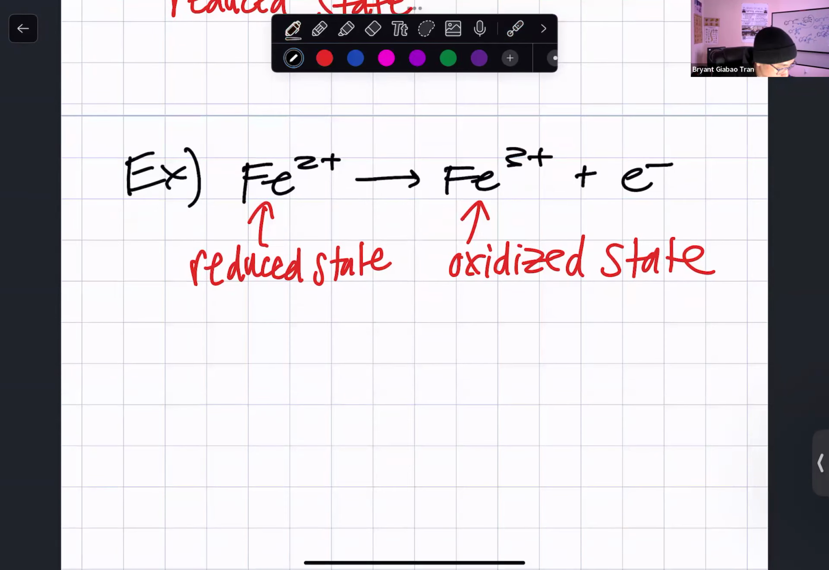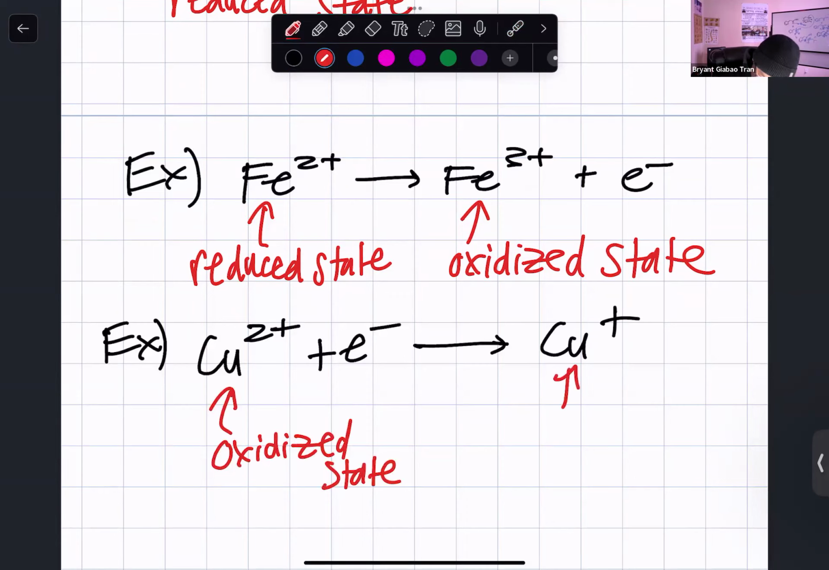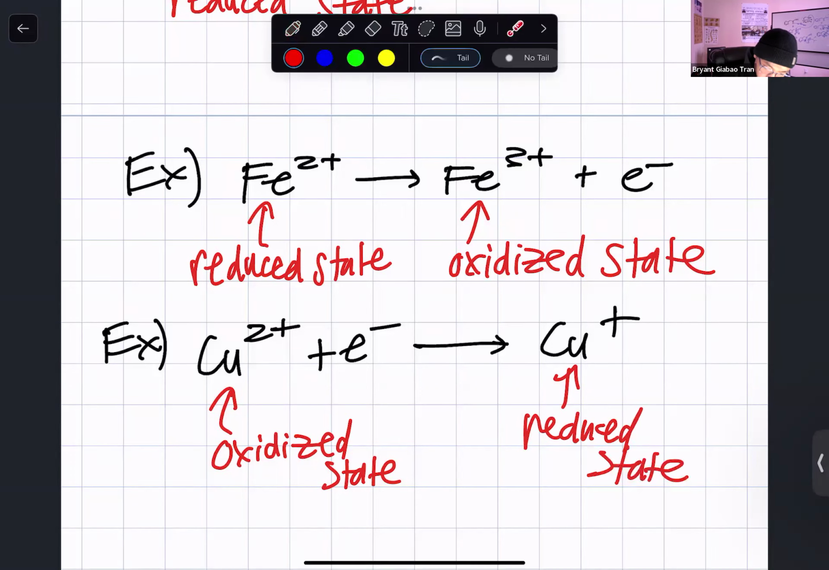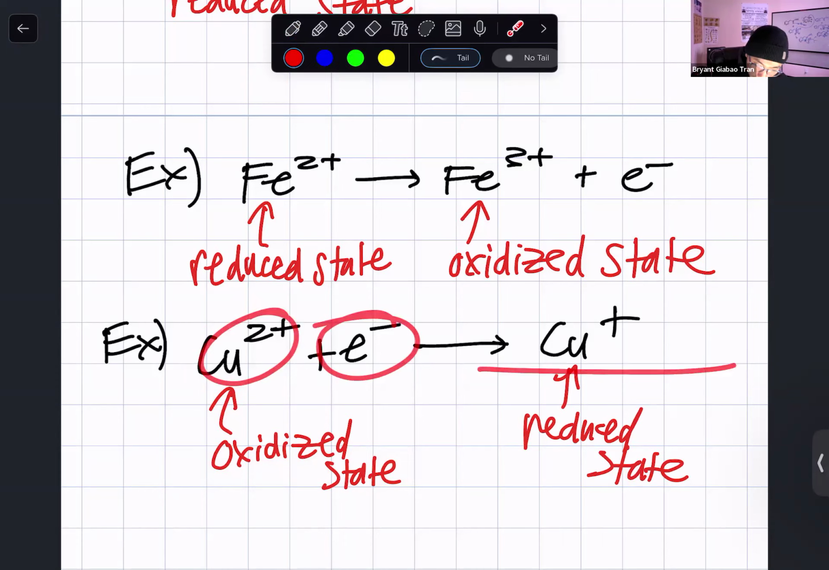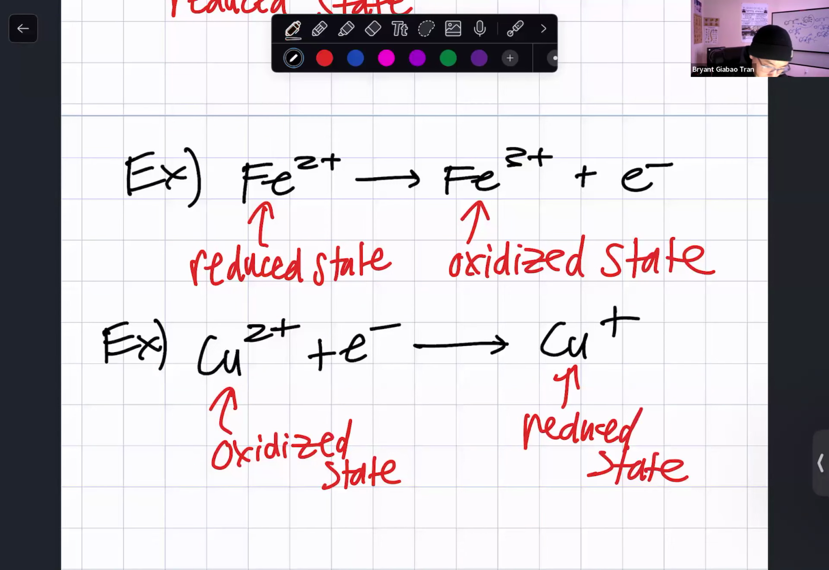Another example is going to be when we have copper 2 plus and an electron becoming copper 1 plus. This is going to be the oxidized state. This is going to be the reduced state, right? Because we are reducing the charge of this ion here, right? This ion here is gaining an electron, which is reduction. So the first reaction here is oxidation. The second reaction here is reduction.